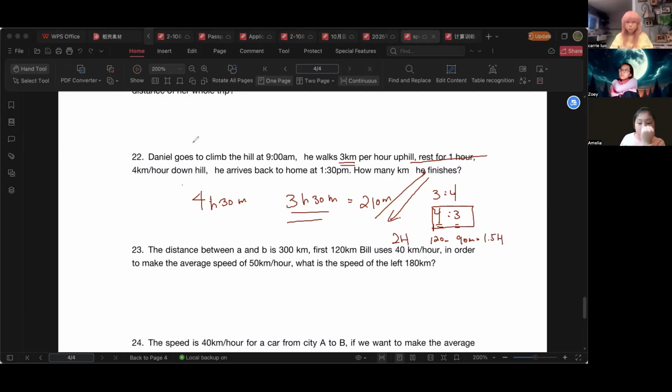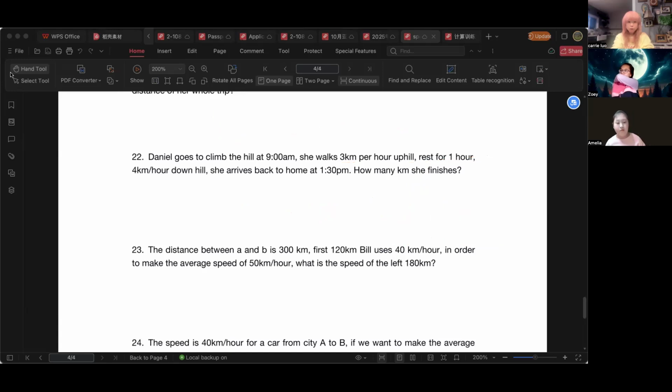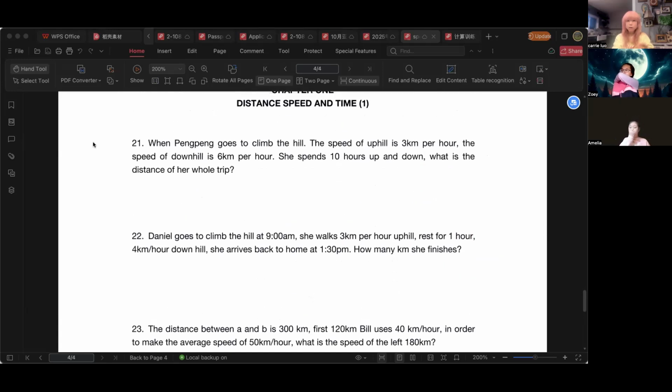So how do we do it? How many kilometers did she finish altogether? It's 3 times 2 plus 4 times 1.5. So you can see exactly they both equal 6. So the answer is 6 times 2 equals 12 kilometers. Get it, Zoe? Amelia, okay, for this question, I'm going to clear this one. I want you to rethink about 21 and 22. Rethink about it. I'm going to let you redo number 21 and number 22 yourself.